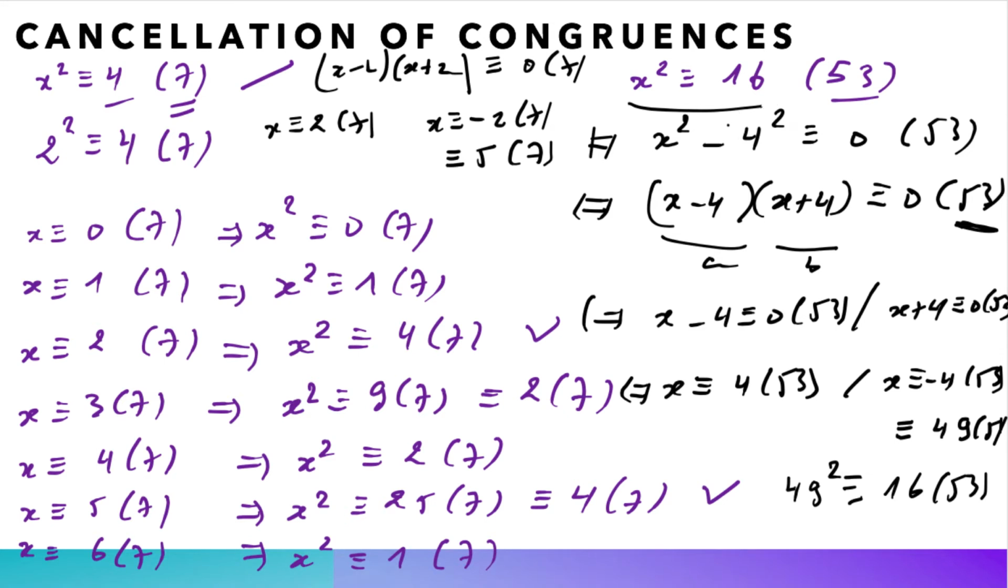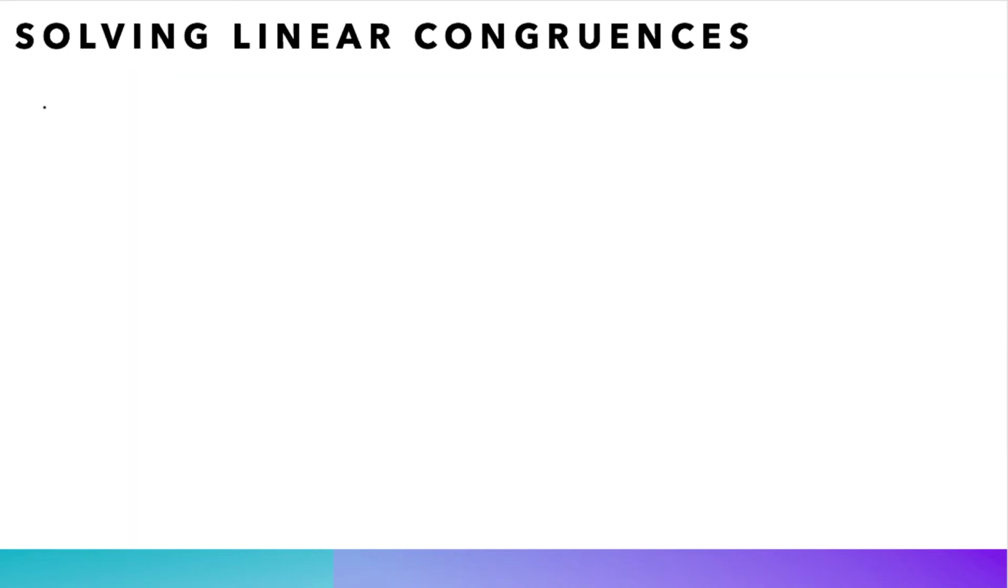It is better and more elegant to use the properties of congruences. We would like now to investigate how to solve linear congruences. Namely, if we have ax plus b is congruent to 0 modulo a certain integer n, in which x is the unknown, how can we solve such equations?